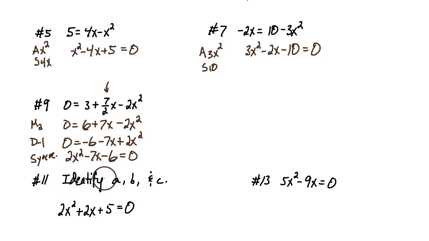Notice in standard form, everything is on the left side and the right side is 0. The terms have the quadratic term first, then the linear term, then the constant term. There are no fractions, and the leading term is a positive number.